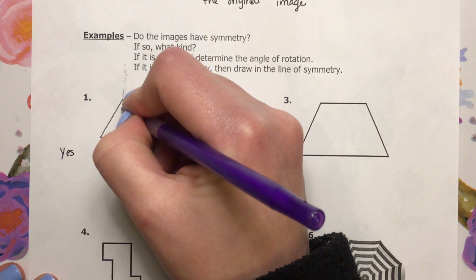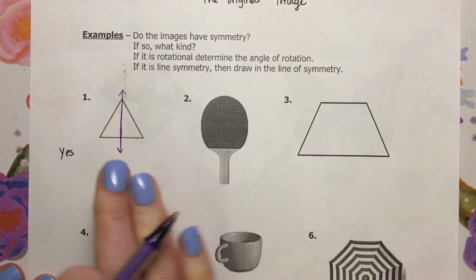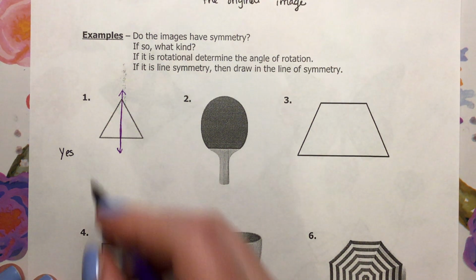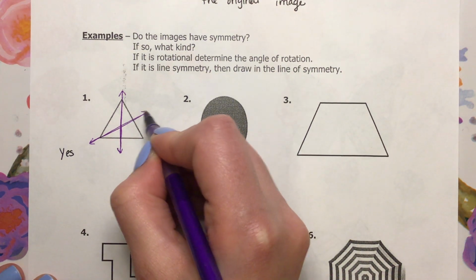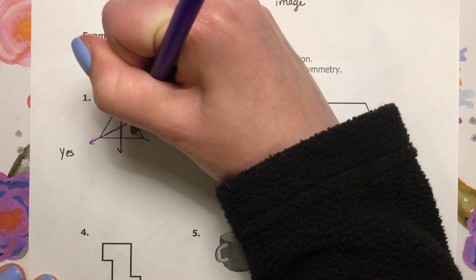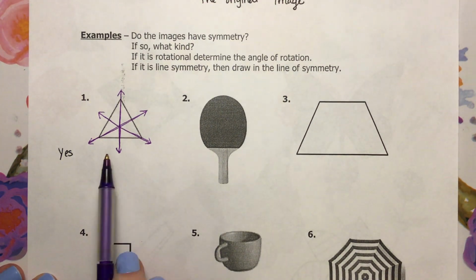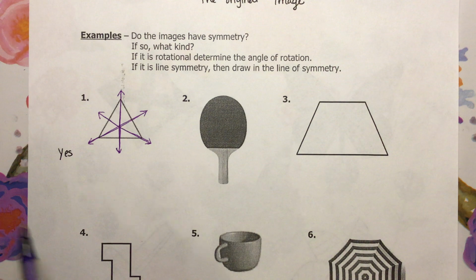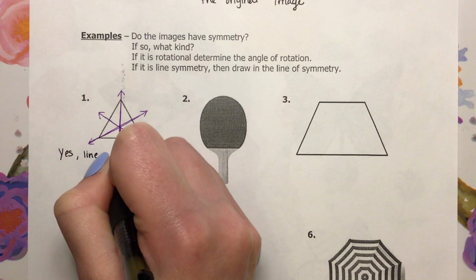If I were to fold this triangle straight down the middle, and I folded it like left over right, that would have a line of symmetry. But not only that, I could fold this triangle through this point as well. So that would form a line of symmetry. But I could also fold this triangle through that point also. So this has 3 lines of symmetry. Now, I know that it does have line symmetry. So yes, it has line symmetry.